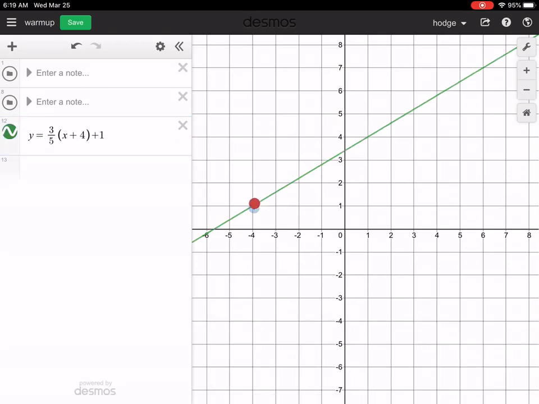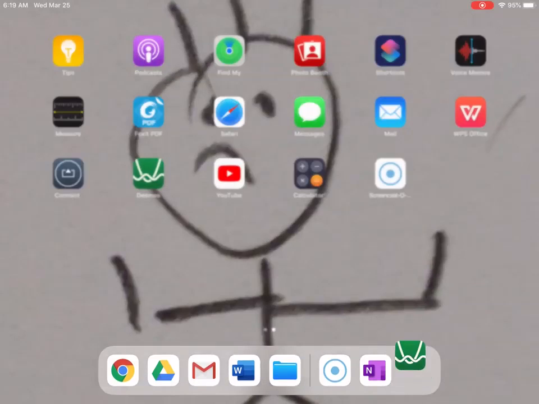The slope is 3/5. If we start at that first point, we go up 3 over 1, 2, 3, 4, 5, and sure enough, the slope of the line is 3/5, just like in the equation.